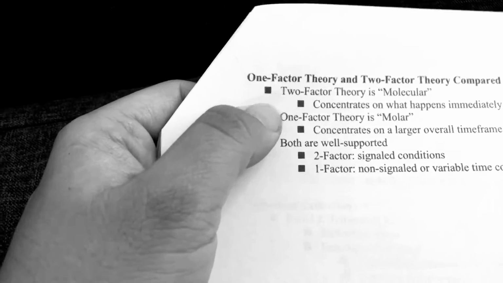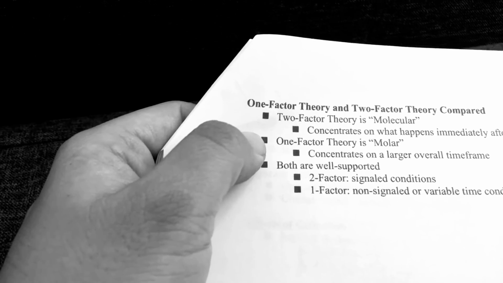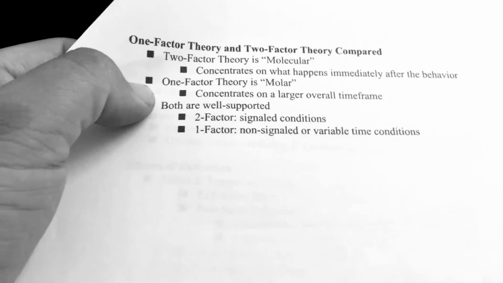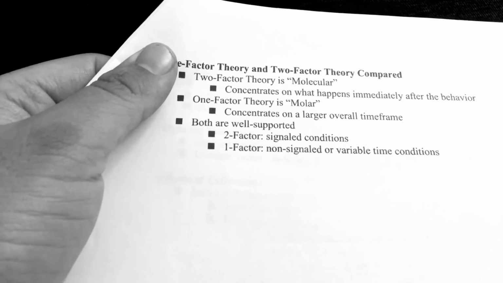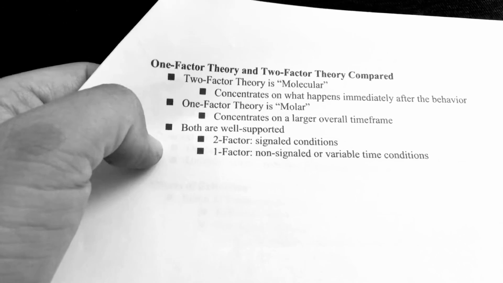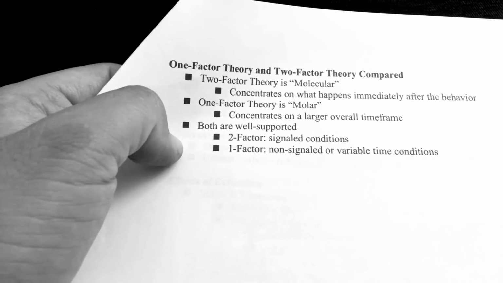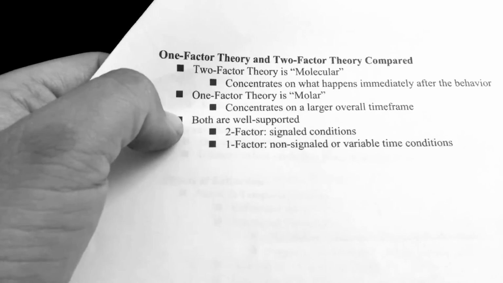So just remember that two-factor would be molecular, and molecular would be local, like something that's right in front of you. It concentrates on what happens immediately after the behavior. And one factor would be molar. So molar being global, molecular being local, the molar or global concentrates on a larger overall time frame. So one factor can really deal with solving constant anxiety.